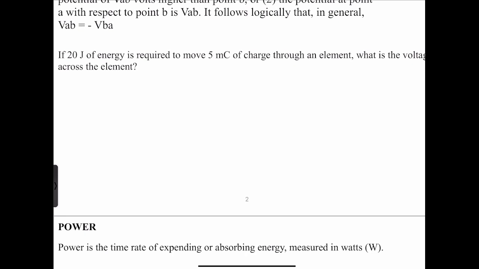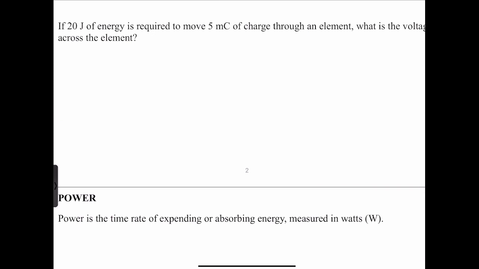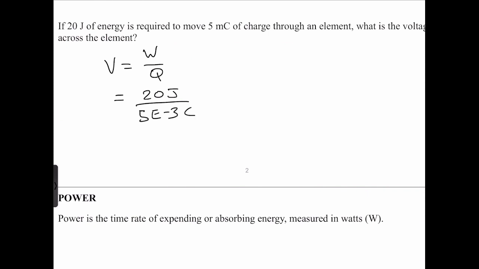So here is a small example using the equation for voltage. Here we have the energy required to move a charge through an element: 20 joules, that's the work, for 5 millicoulombs of charge through an element. What is the voltage across the element? Basically just using the W over Q relation, that is 20 joules over 5 millicoulombs, and that will give you 4.